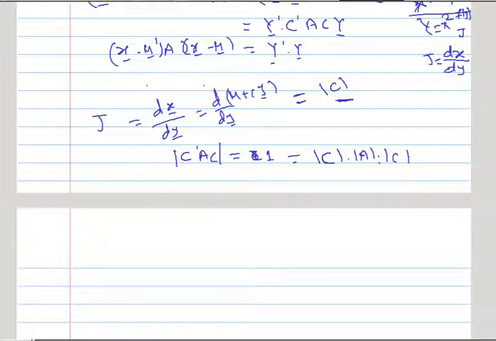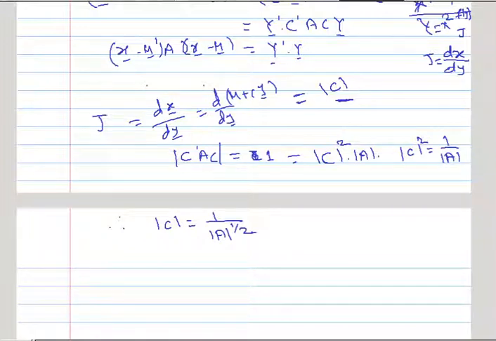Now it becomes determinant of C times determinant of A times determinant of C. Since the determinant of C is a scalar number, I can write it as determinant of C squared into determinant of A, and this is 1. Therefore the determinant of C squared will be 1 upon the determinant of A, and therefore the determinant of C will be 1 upon the determinant of A raised to 1/2. So in this way we have found the determinant of C in terms of the determinant of A.